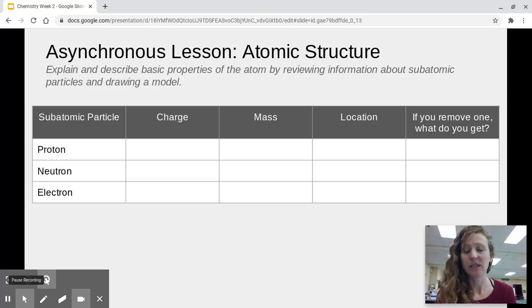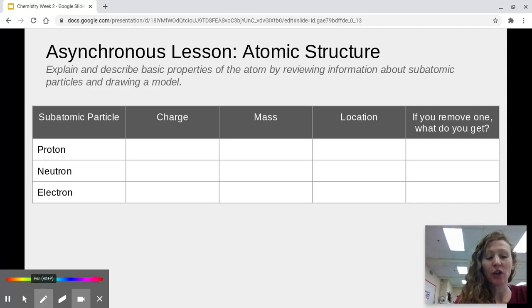We're going to review some material. We're going to draw a model. Again, if you have some Play-Doh or some clay, building that model would really help as well. So let's just recap the really basic properties of our three subatomic particles. Our three subatomic particles are protons, neutrons, and electrons. These three things make up our atom.